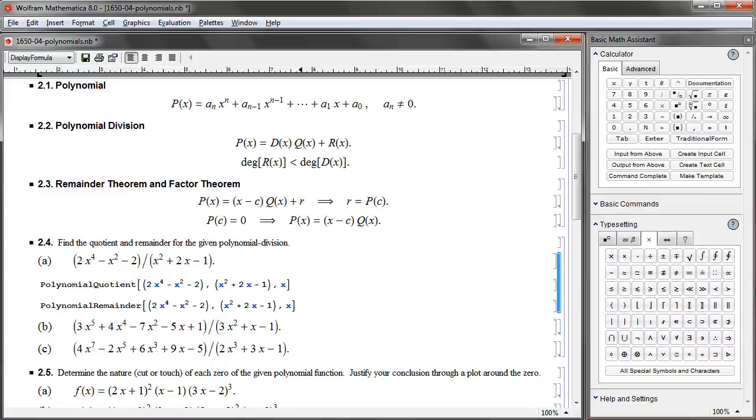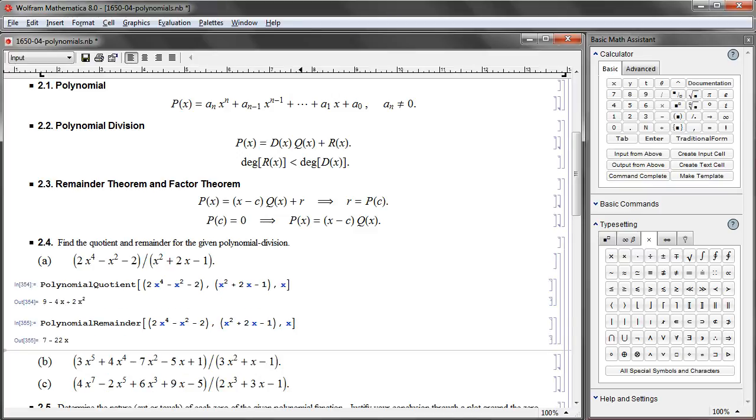The Mathematica command for getting division done is the PolynomialQuotient command, with the structure PolynomialQuotient[p[x], d[x], x]. I have to specify the variable. And this is the way you get the remainder, the PolynomialRemainder command, with p[x], d[x], comma x. Running these, I get the quotient and the remainder.